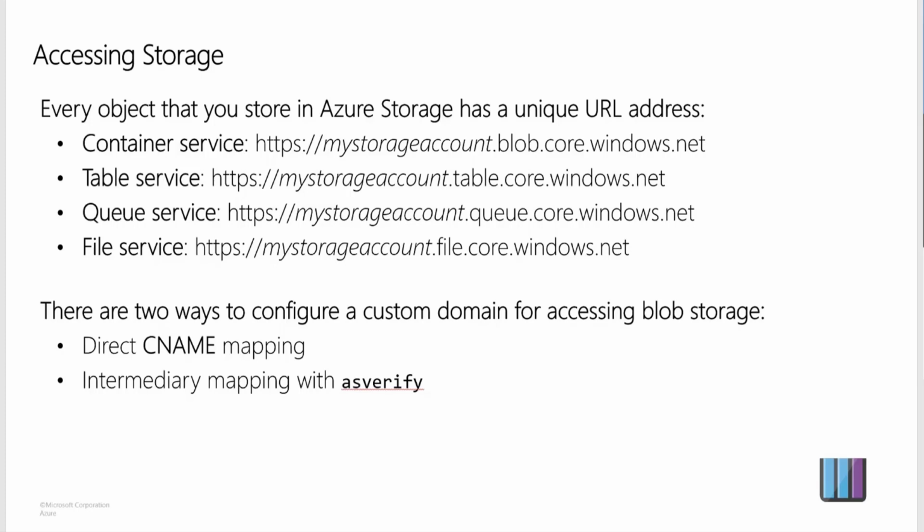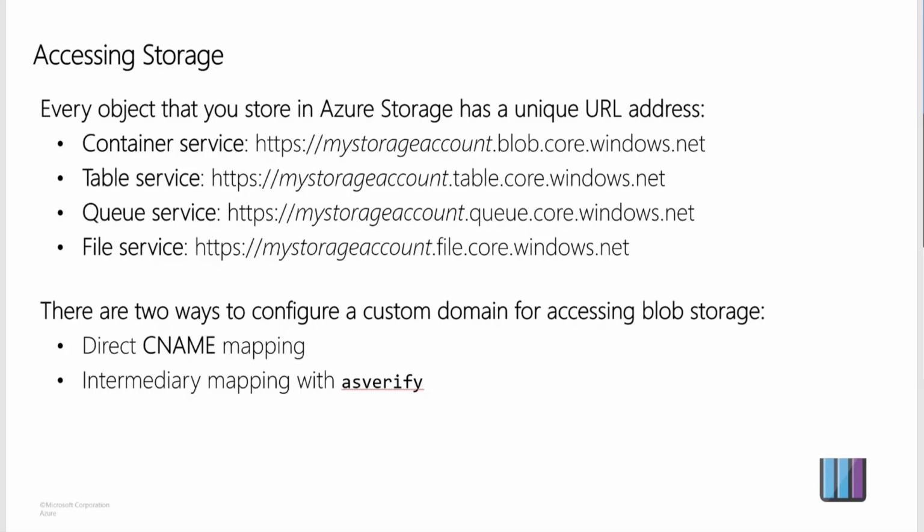The URL for accessing an object in a storage account is built by appending the object location in the storage account. For example, to access my blob in my container, we will use something like mystorageaccount.blob.core.windows.net/mycontainer/myblob, which is a direct path to that file.